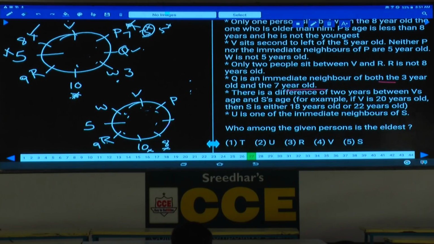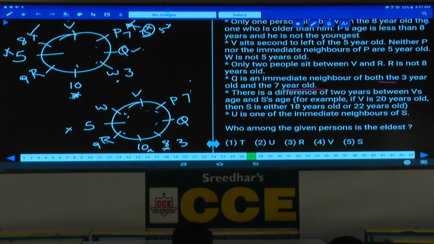And next one, Q cannot be a 5-year-old boy because 9 is adjacent to this one. Next one, Q must be here. If Q is here, this person P cannot be 3-year-old, and this is 7 and this must be 3. And Q is an immediate neighbor of both 3 and 7.